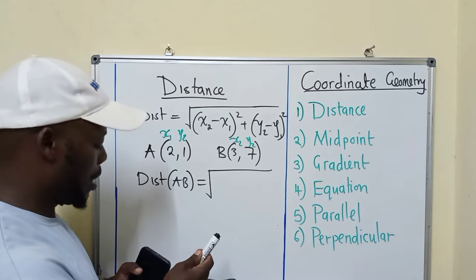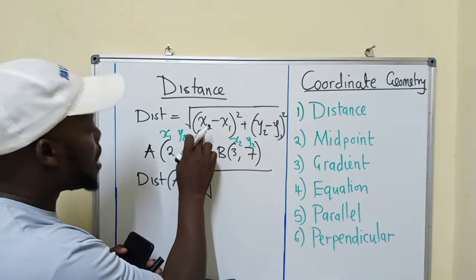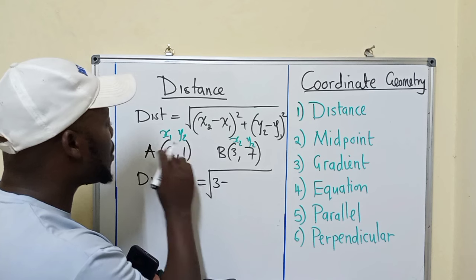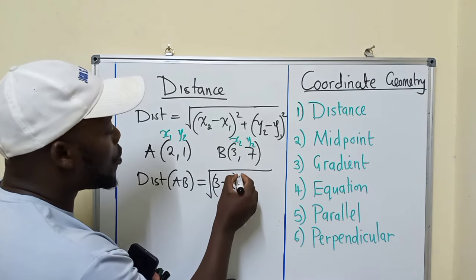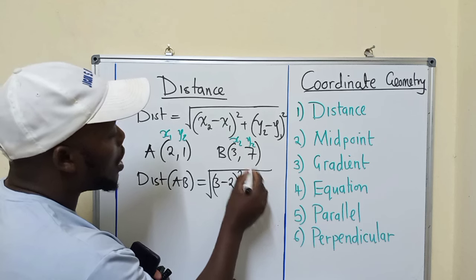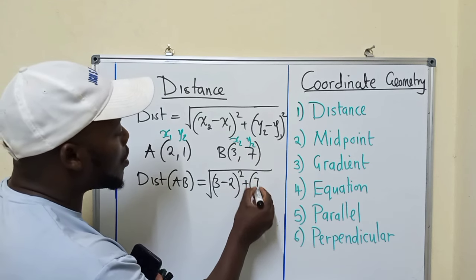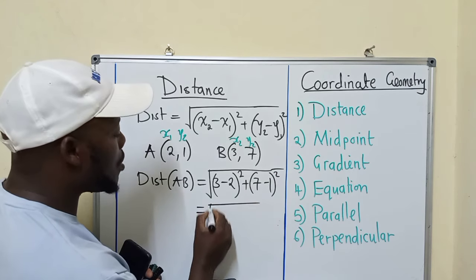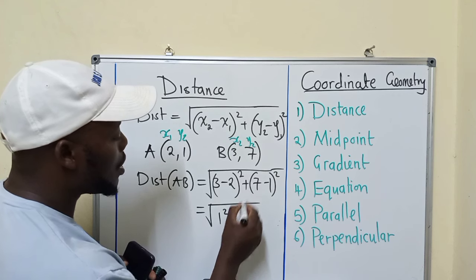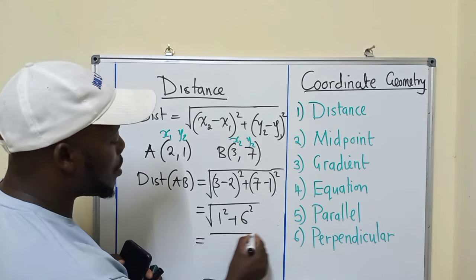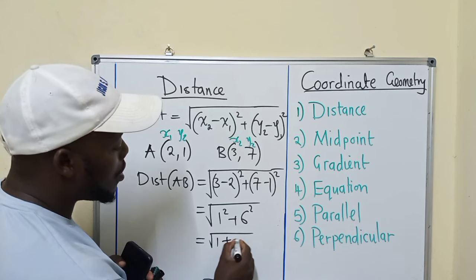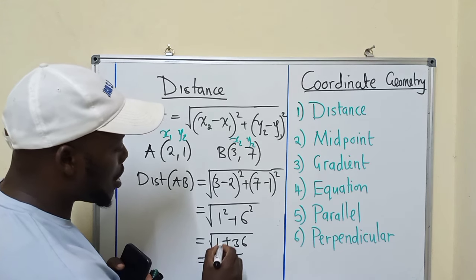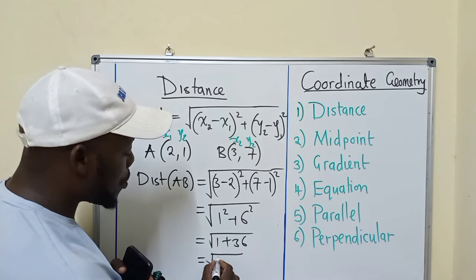So upon putting that, here is where we're supposed to put x2, which is our 3 there, minus x1, which is a 2. Don't forget the brackets and the power 2 there. Then y2, it's a 7, minus y1, which is a 1, and the power 2. You simplify, and we're getting 1 squared plus 6 squared, which is equal to 1 plus 36, because 6 times 6 is 36. So this will just be the square root of 37.